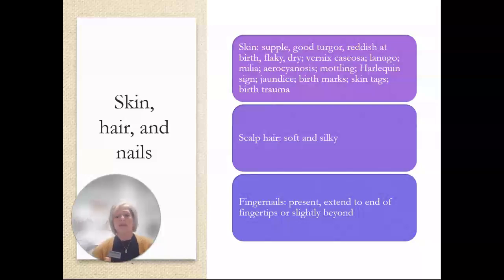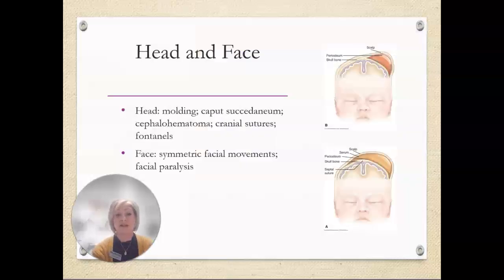Jaundice at birth, we talked about that. That's kind of normal. Birth trauma, we're going to look for that. Do they have any bruising to the face, any indentations, any asymmetry of their face from maybe the fifth cranial nerve, if they had to use the forceps or anything like that? Scalp and hair should be soft and kind of silky looking. They should have fingernails, and they should extend to the end of their fingertips, and we'll be looking at all of that to see where that's at.